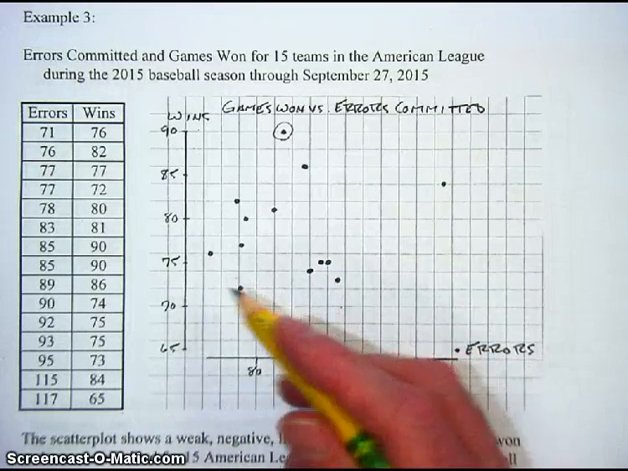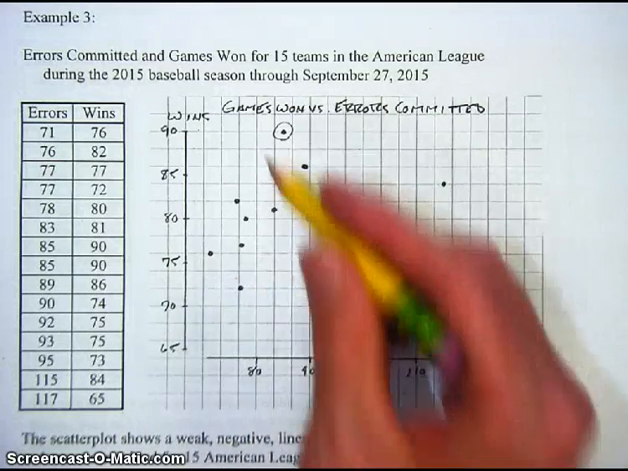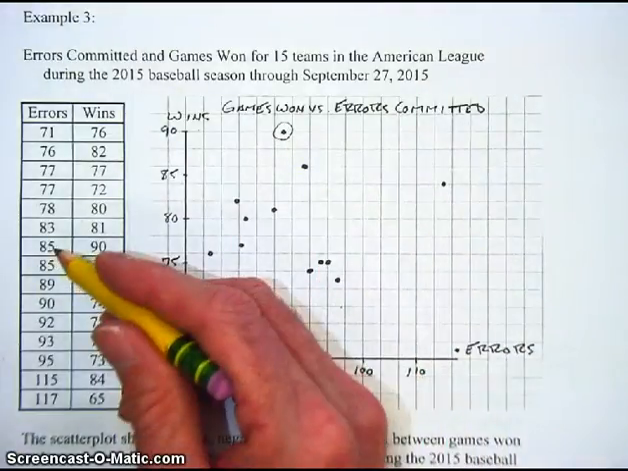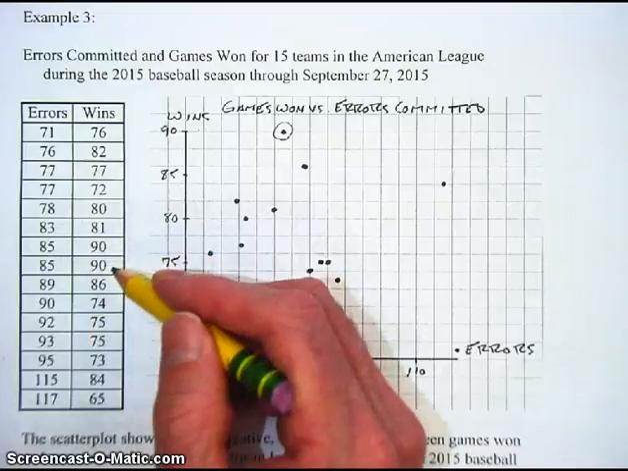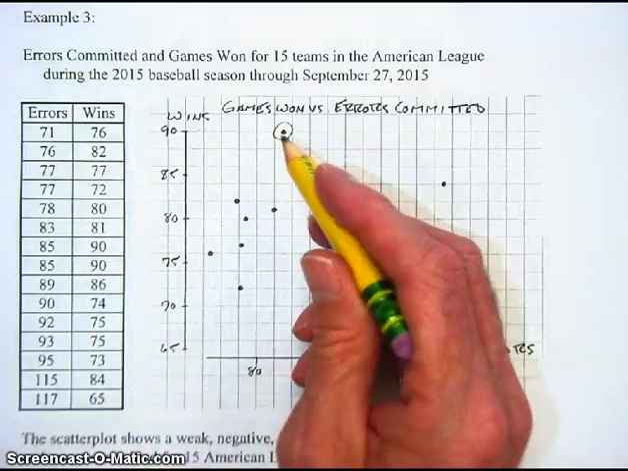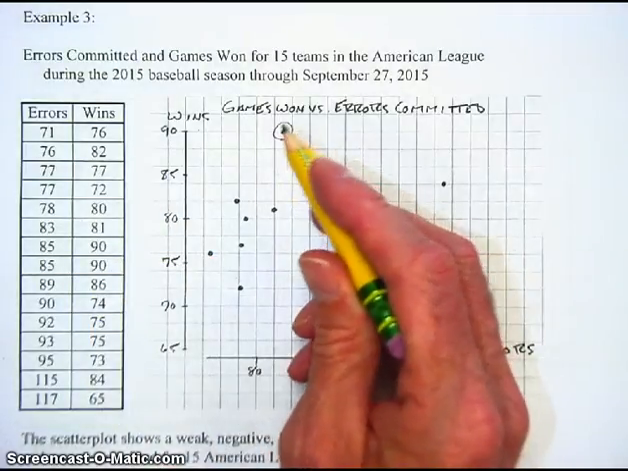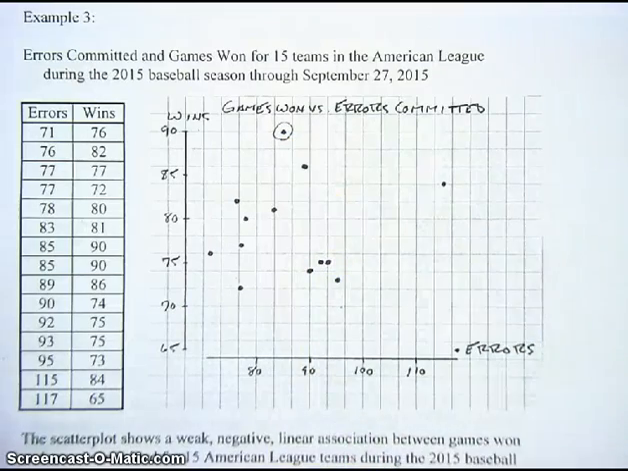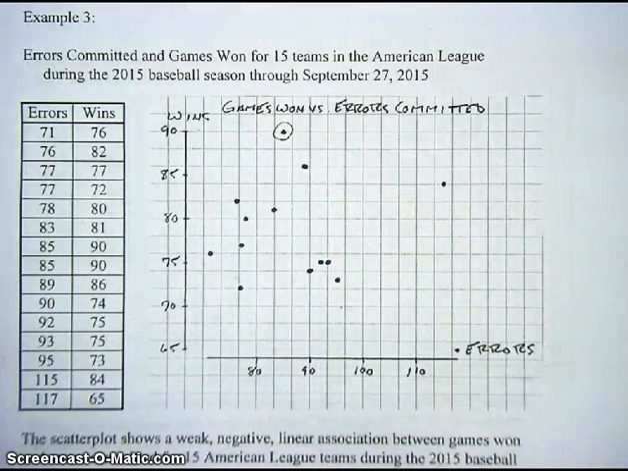Now you might see that there are only 14 dots in there. It's because right here there were 2 observations that coincided. You notice here there were 2 teams that had 85 errors and 90 wins. And usually when you have repeaters in any particular position in the scatter plot, you put a circle around it to indicate that there are 2 values there, or 2 observations there.